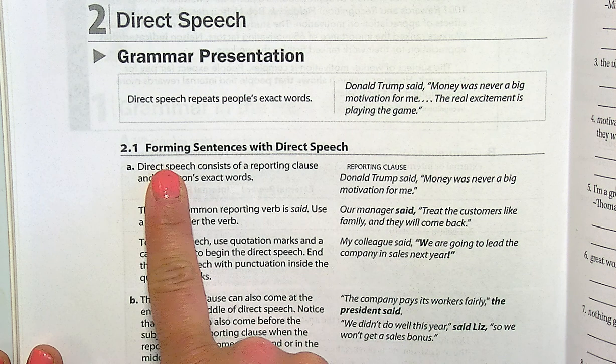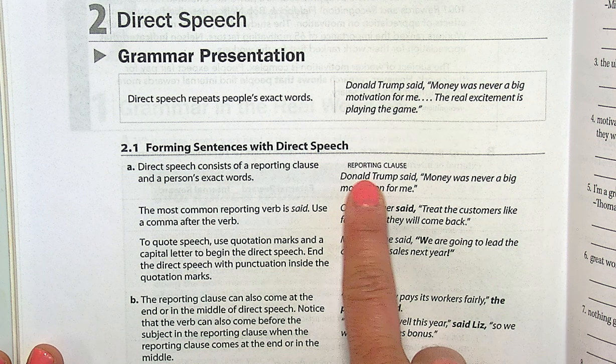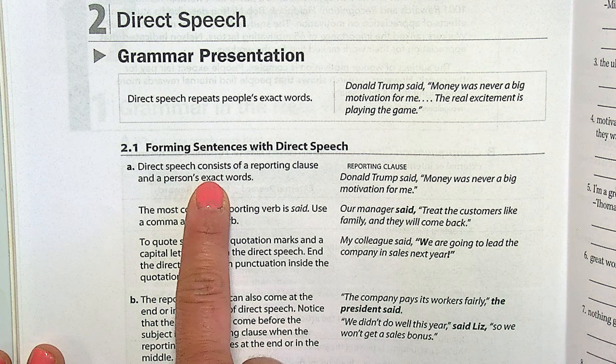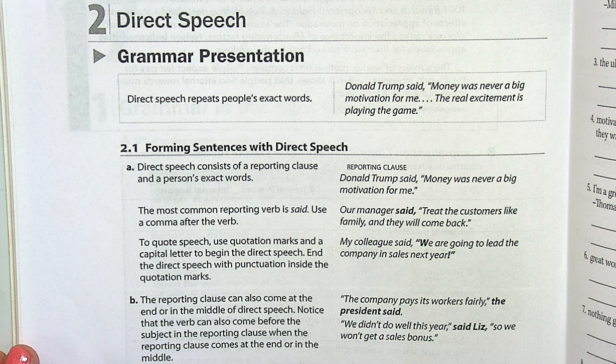But the important thing is that direct speech consists of a reporting clause, for example, Donald Trump said, and the person's exact words. The exact words that they said. You cannot make any changes if you use quotations.